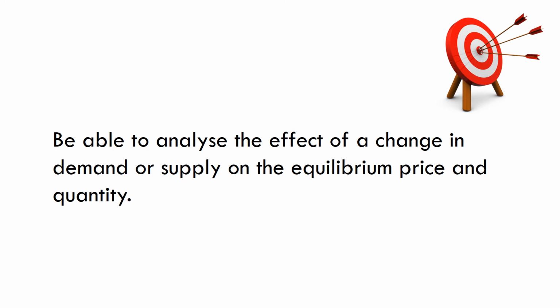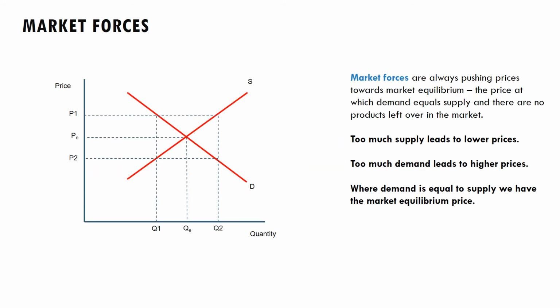So in this video, we looked at the effect of changes in demand and supply on the equilibrium price and quantity. To summarize, what we describe here is market forces at work. Market forces are always pushing prices towards the market equilibrium, the price at which demand equals supply, the market clearing price, and there are no products left over. Too much supply leads to lower prices, too much demand leads to higher prices. And where demand is equal to supply, we have a market price that is in equilibrium. There is no pressure for that price to change.